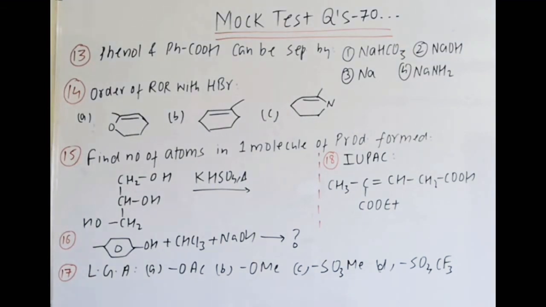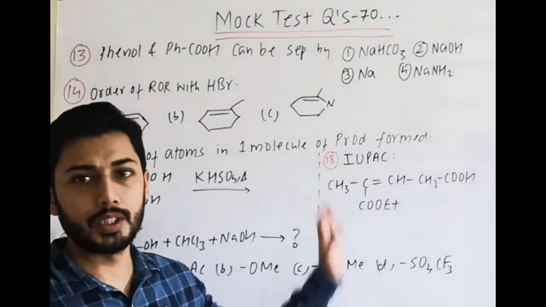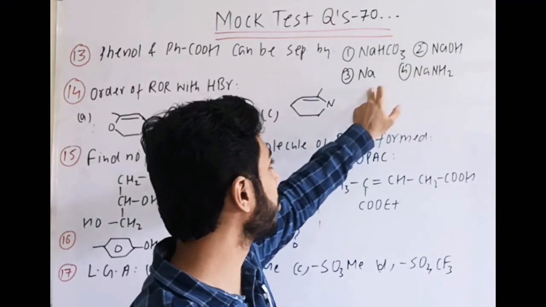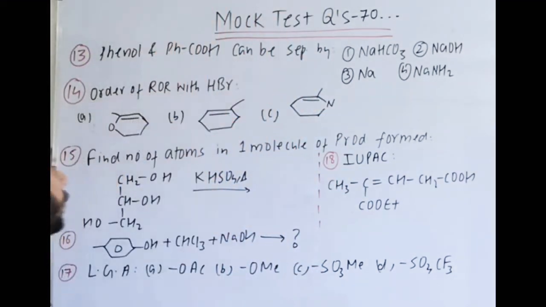Question number 13 is phenol and benzoic acid. Phenol and benzoic acid can be separated by, these are the options given, NaCO3, NaOH, Na and NaNH2. Think about it, I am answering this question. If you want to, pause this video.